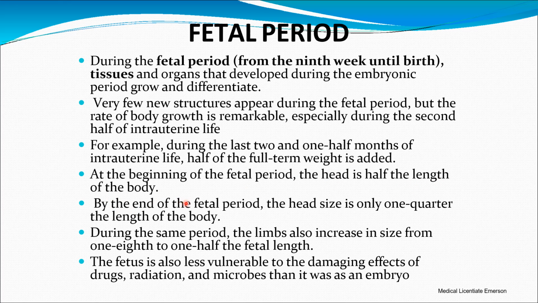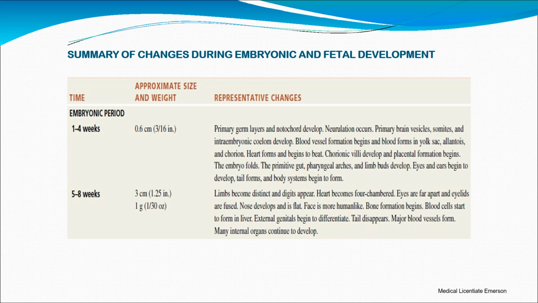Then by the end of the fetal period, the head size is only 1/4 of the length of the body. During the same period, the limbs also increase in size from 1/80th to 1/2 the fetal length. Then the fetus is also less vulnerable to the damaging effects of drugs, radiation, and microbes than it was as an embryo. Okay, so that's what you need to understand about the transition from the embryonic period to the fetal period.